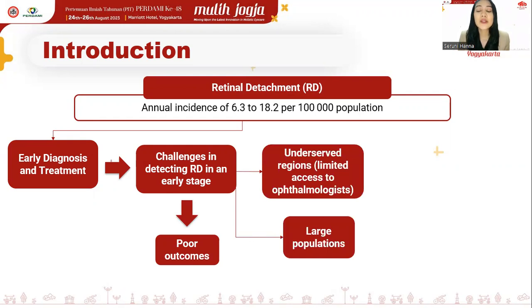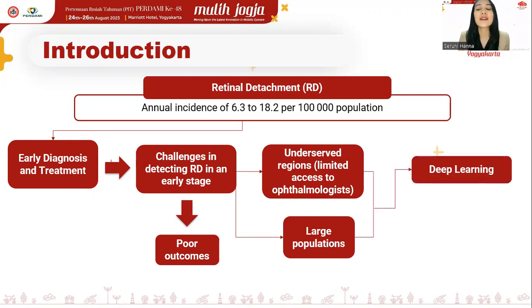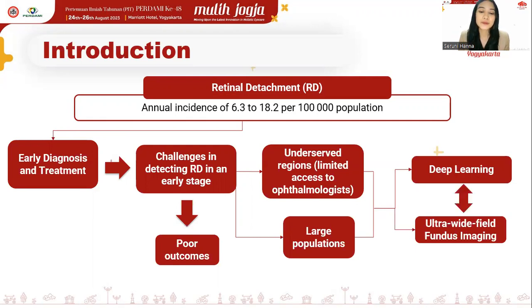populations. In recent years, artificial intelligence using deep learning algorithms has made significant advancements enabling automated detection of retinal diseases using conventional fundus images. To overcome the limitation of conventional fundus imaging that can only provide a limited visualization of the peripheral retina, the ultra-wide-field fundus imaging system can be used for efficient RD screening. Combining the two may provide the potential to detect RD accurately.